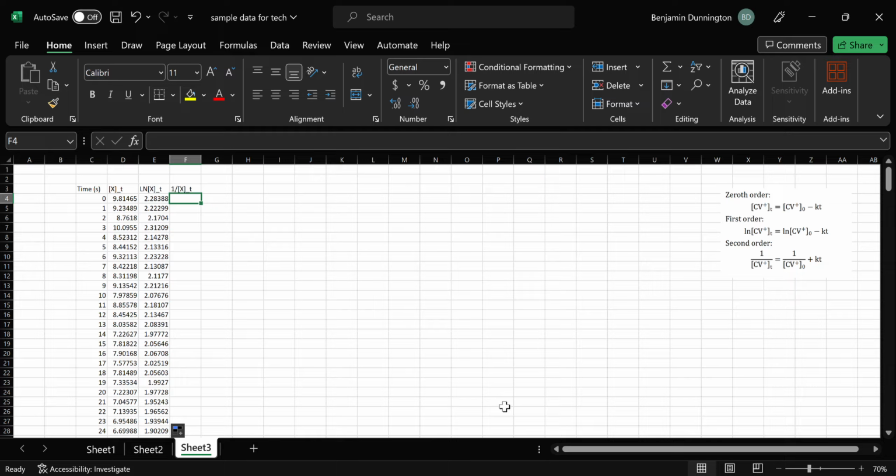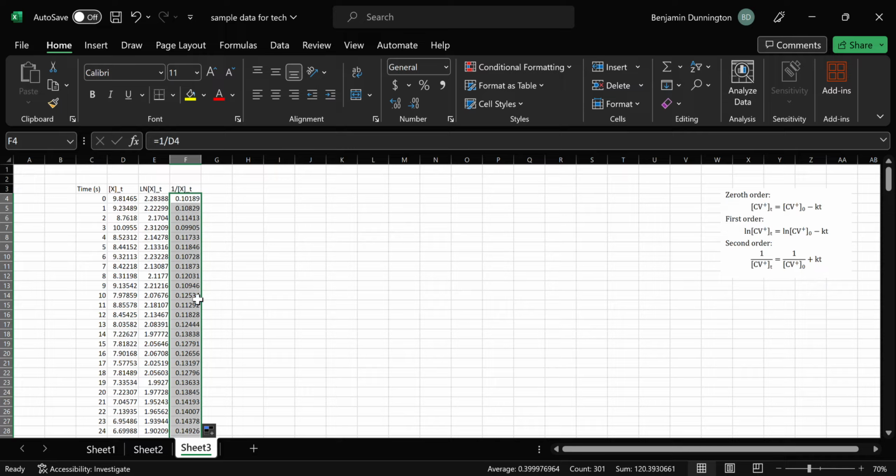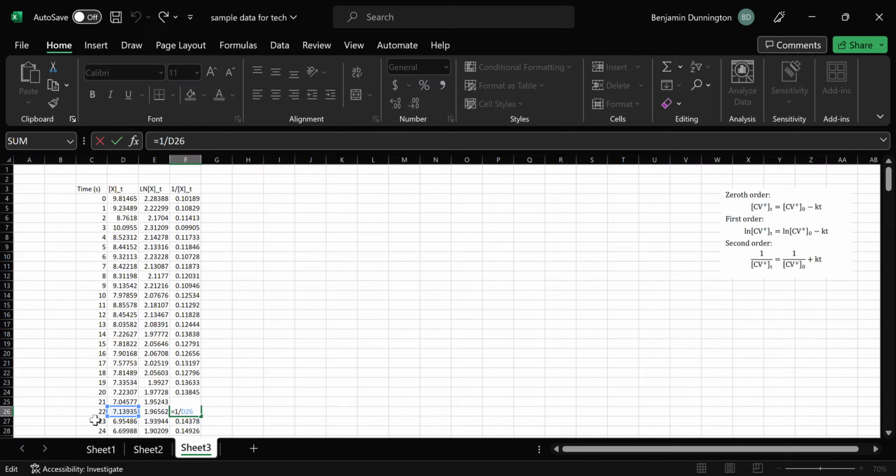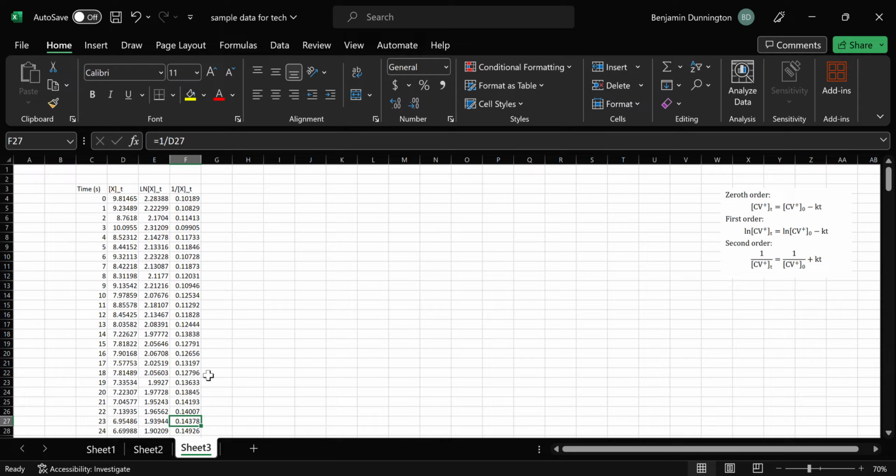We can do a similar idea here for our inverse. I type equals 1 divided by and click on the concentration, hit enter, and then that is what I have right there. Again, drag it down, and I can get this cell right here. At time 22, the concentration was 7.14. 1 divided by that gives me 0.14. Good to go. I've got it all set up. So this is the transformed data.